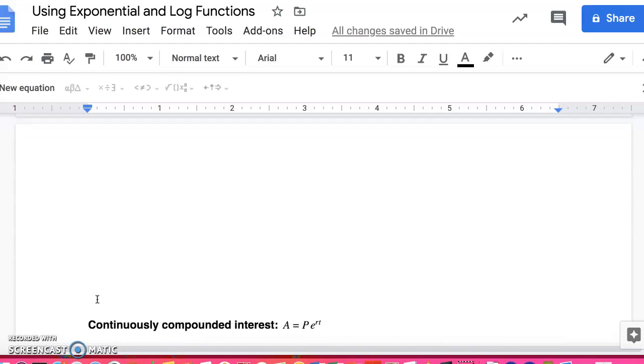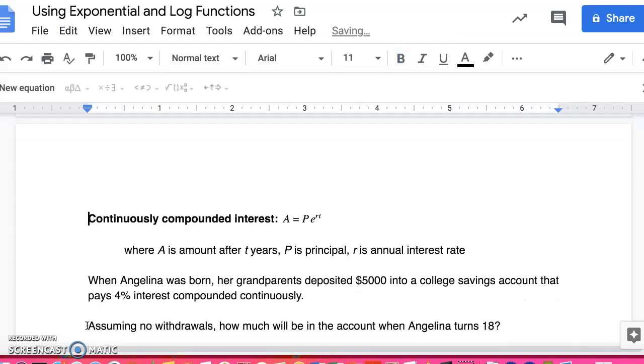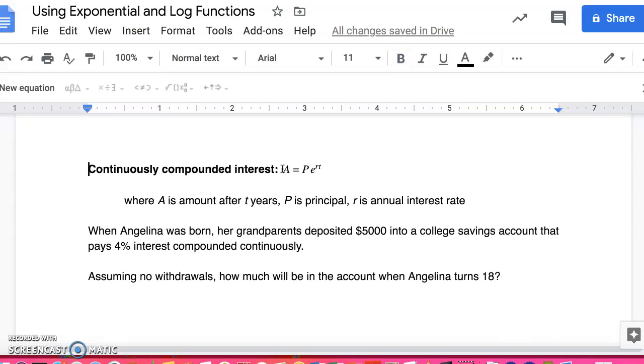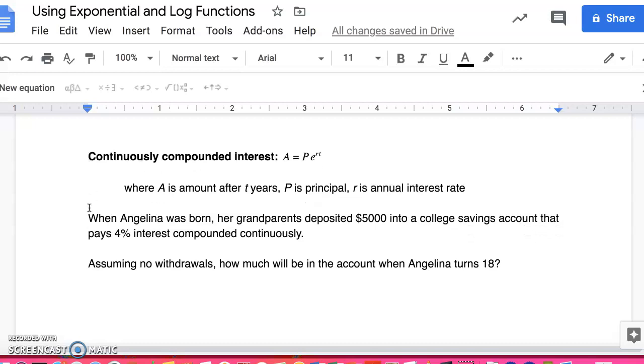Okay, another common place that we'll see continuous growth is in continuously compounding interest. And so this is kind of a famous equation. A equals Pe^(rt), okay? And so it's the same structure, right? We still have our starting amount, we have e, and we have a rate, and we have a time. So it's the exact same equation. We just give it different variables when we're talking about finance.